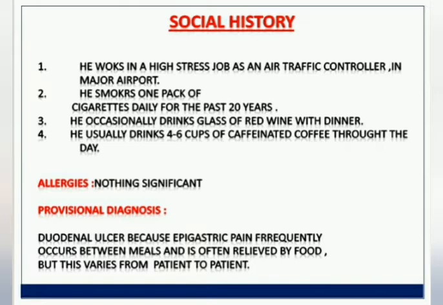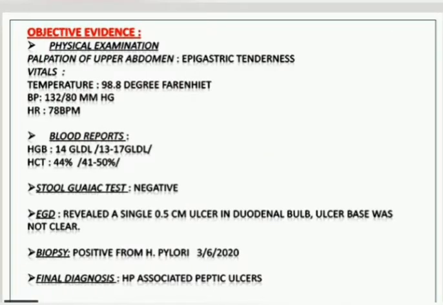Next is allergies. Allergies is nothing significant in the patient. Next is provisional diagnosis. You have to say it like, by seeing the subjective evidence, past medical and past medication history, the patient was provisionally diagnosed with duodenal ulcer because epigastric pain frequently occurs between the meals and is often relieved by food. But this varies from patient to patient. So this was all about subjective evidence.